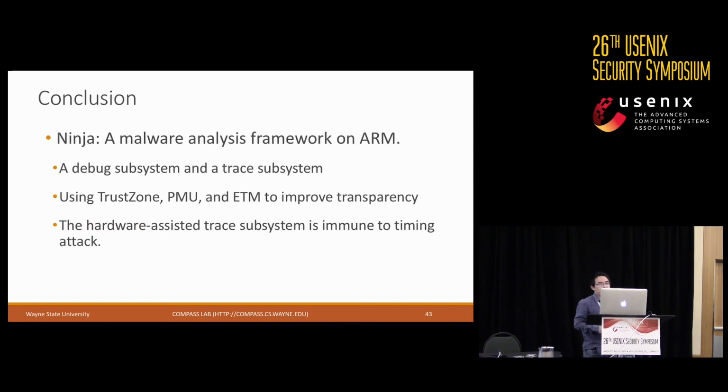In conclusion, in this paper, we present Ninja, a towards transparent malware analysis framework on ARM platform. It can transparently trace and debug the target application with some hardware features like TrustZone, like PMU and ETM. And our hardware-assisted trace subsystem is immune to any kind of timing attack.